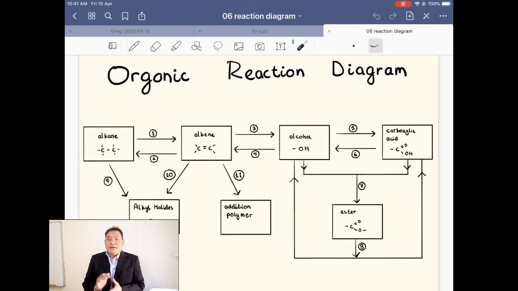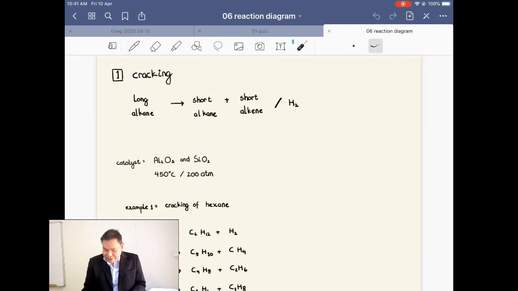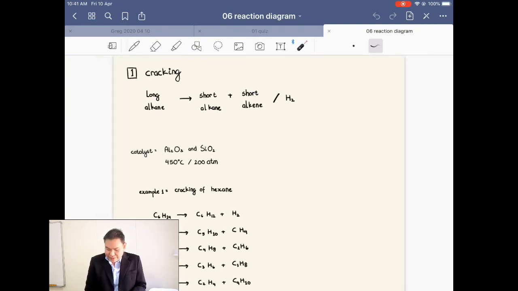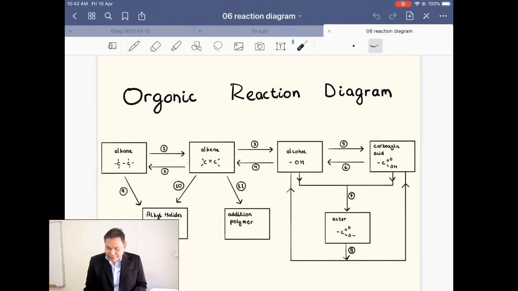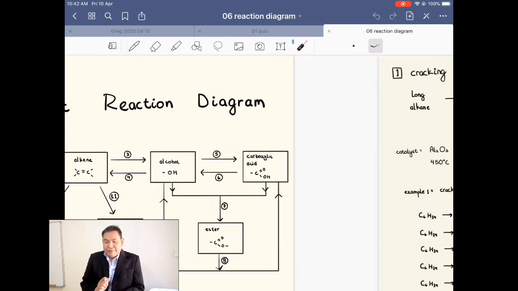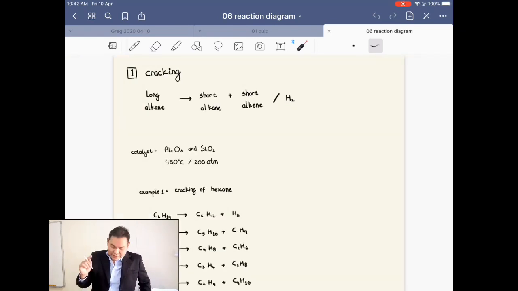The name of the reaction, number 1, is cracking, where you break up the substances. We are going to go through the details later on, right? Number 1 is cracking from alkane to alkene. The second one is called hydrogenation. Okay, we go through one by one. The first one is cracking.